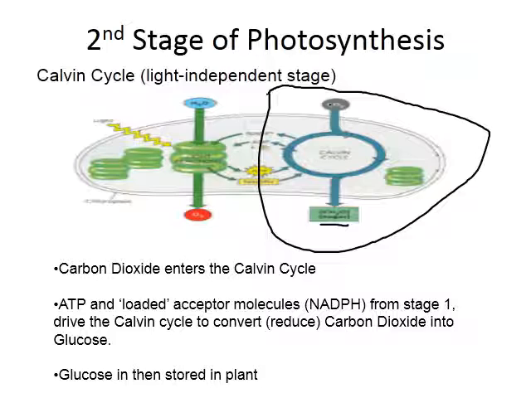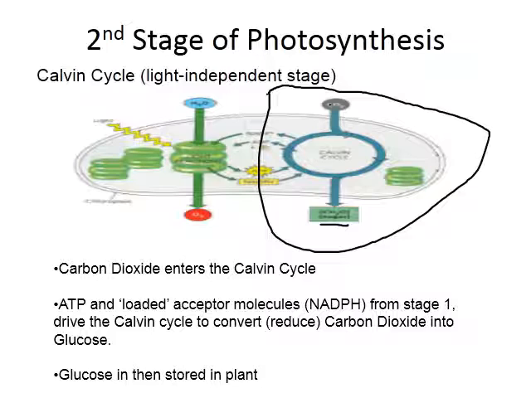Now that's all well and good, but it will not occur if we don't have energy in the form of ATP to drive all of those chemical reactions within the Calvin cycle. And that's why during the first stage, the light dependent stage, when we use the sunlight to produce ATP, that ATP is going to get used up in the Calvin cycle to fuel or drive that process of converting carbon dioxide into glucose. So we could say carbon dioxide enters the Calvin cycle, ATP and loaded acceptor molecules NADPH from stage 1 drive the Calvin cycle to convert carbon dioxide into glucose. The glucose is then stored in the plant.